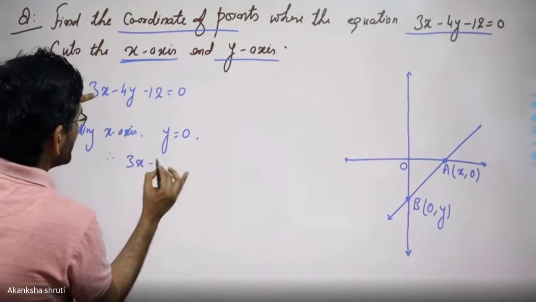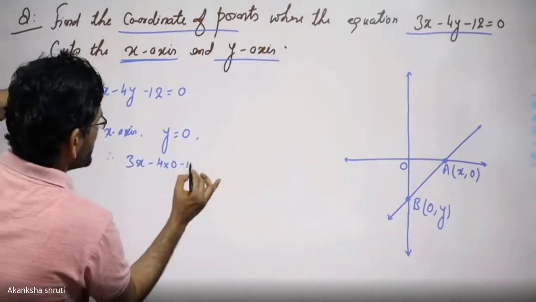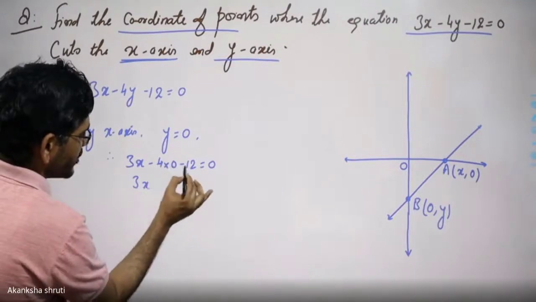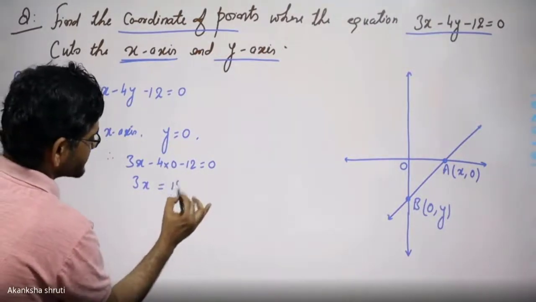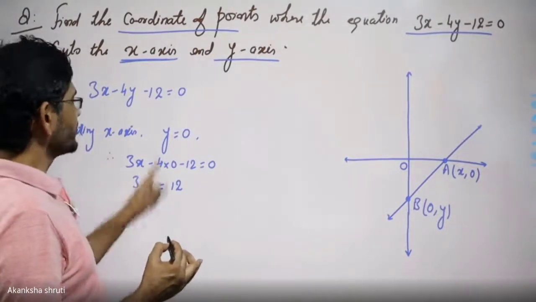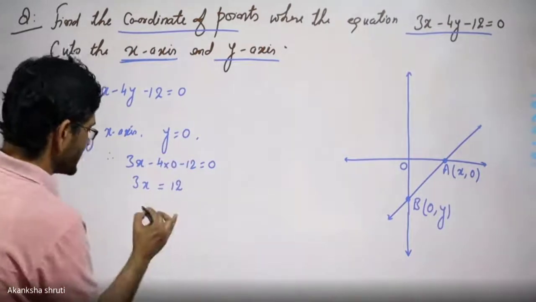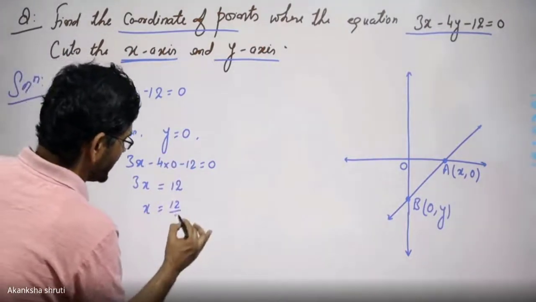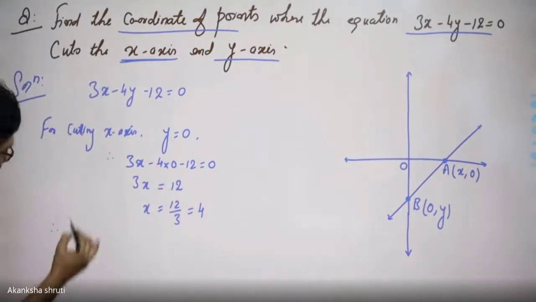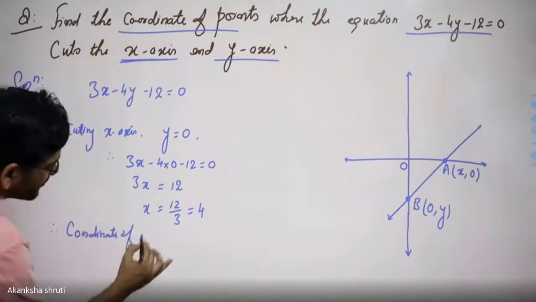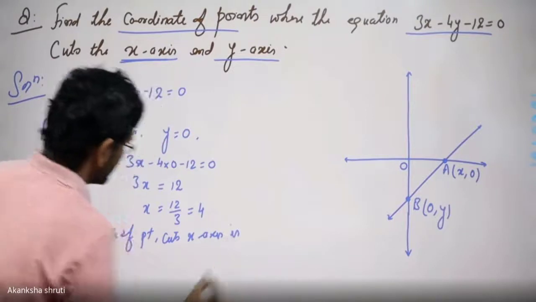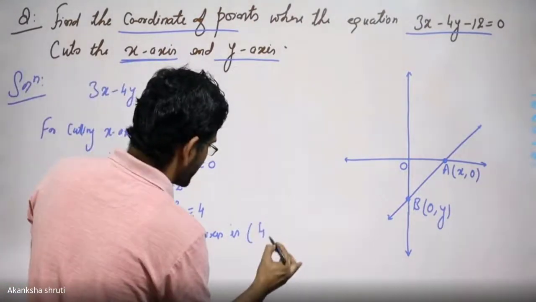3x minus 4 into 0 minus 12 equals 0. It simply means 3x minus 0 minus 12. This becomes 12 on the right hand side. It is like finding x when y equals 0. So the x value is 12 by 3, it is our 4. Therefore, the coordinate of the point where it cuts the x-axis is what? The x value we have calculated is 4 and y is 0.